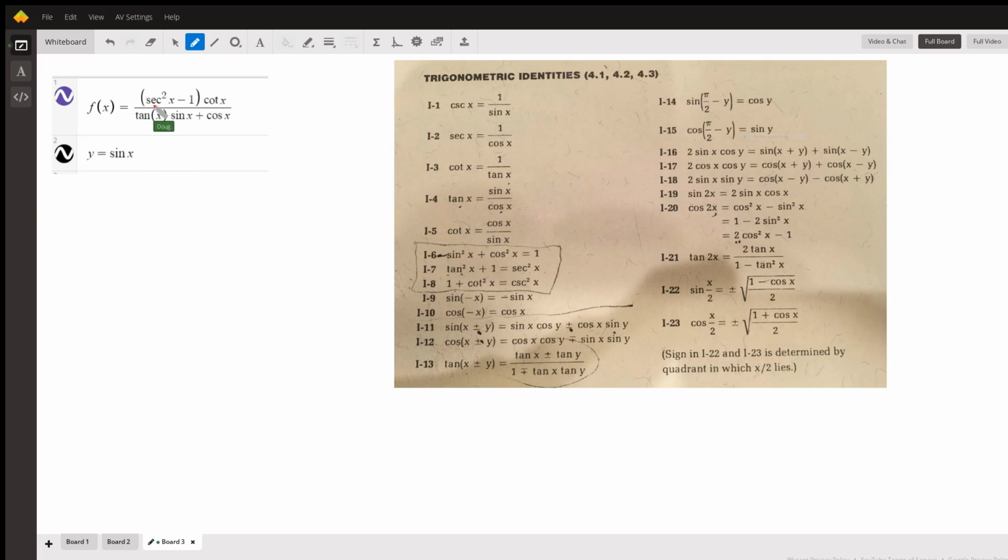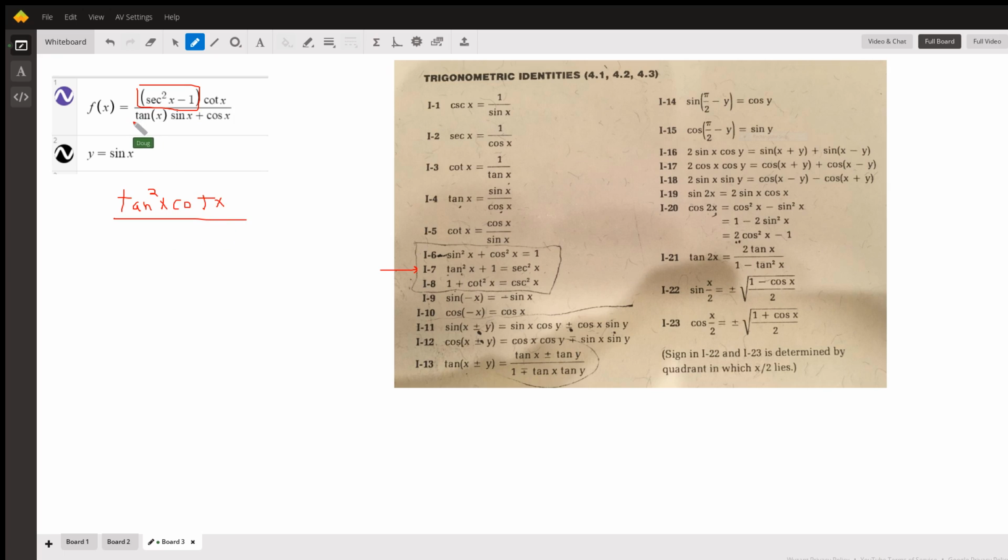Well, secant squared minus 1 is this Pythagorean identity right here. One way to rewrite that is secant squared minus 1 equals tangent squared. So I can replace this with tangent squared. And I still have the cotangent of x sitting out to the right.